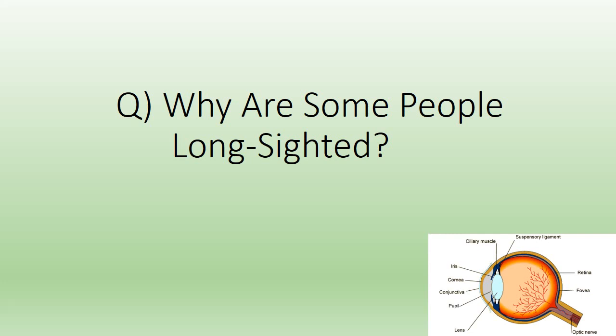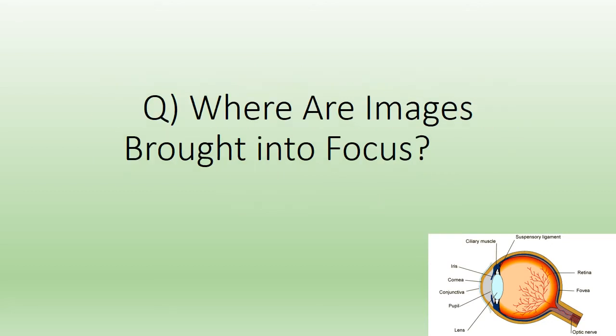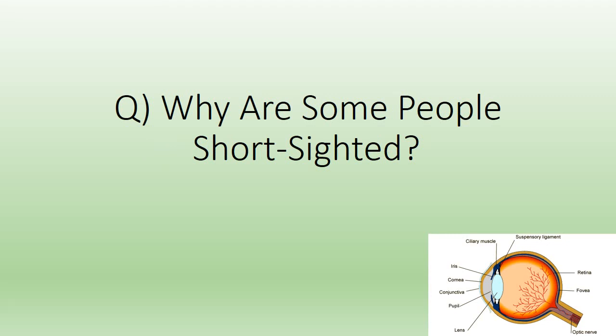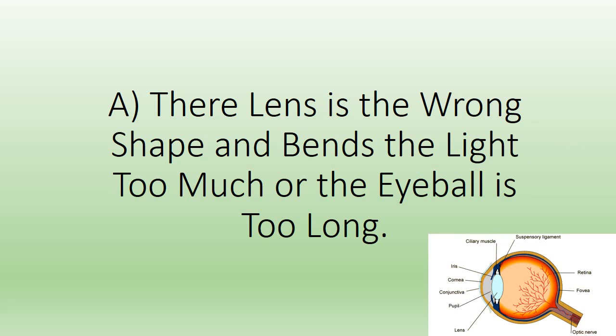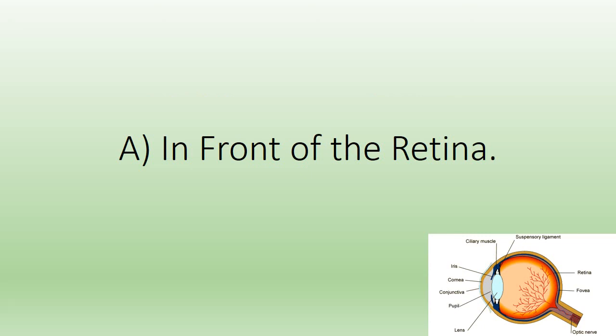Why are some people long-sighted? Their lens is the wrong shape and doesn't bend the light enough, or the eyeball is too short. Where are images brought into focus? Behind the retina. Why are some people short-sighted? Their lens is the wrong shape and bends the light too much, or the eyeball is too long. Where are images brought into focus? In front of the retina.